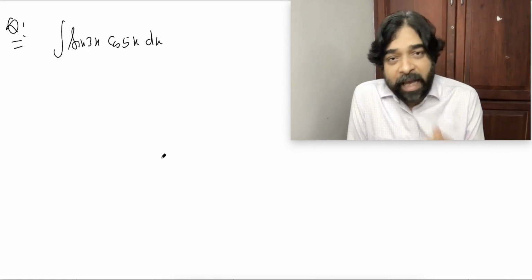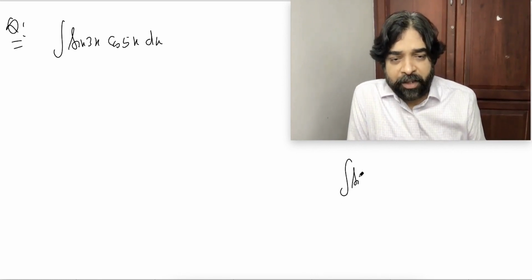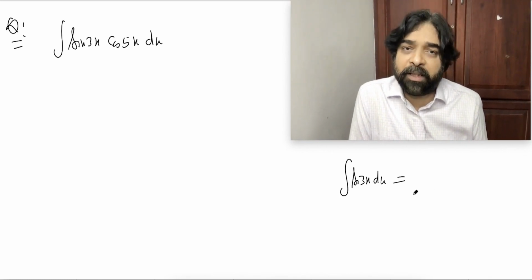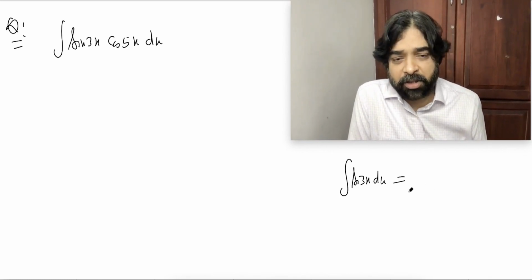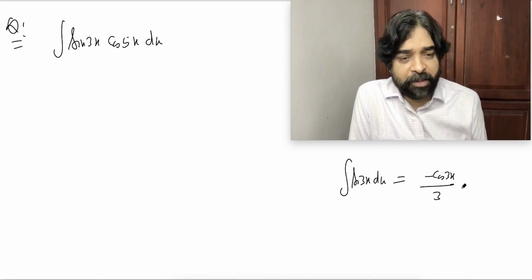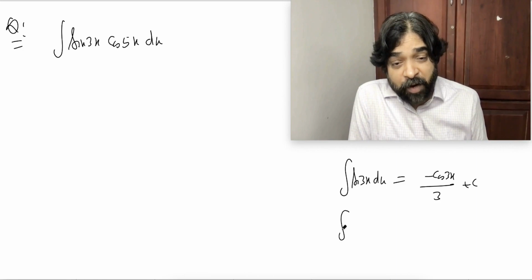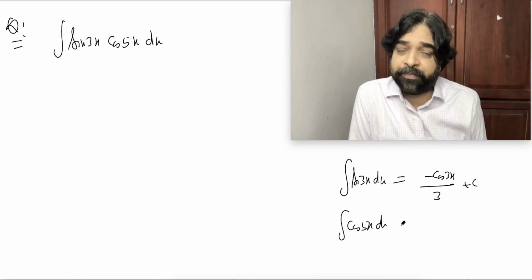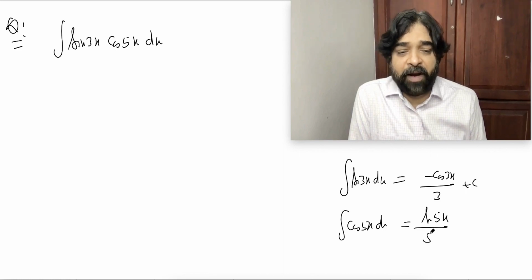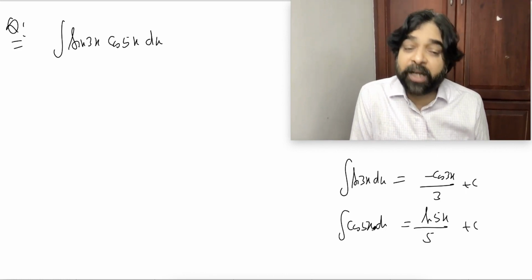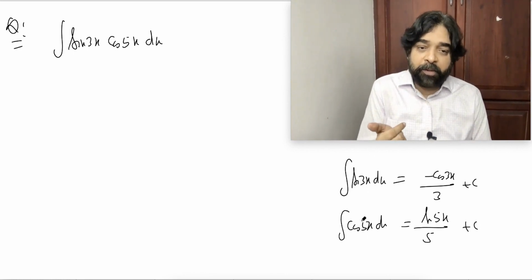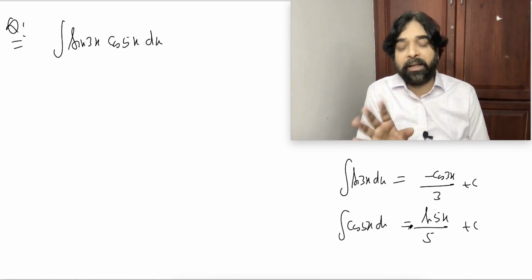If sine 3x alone is there, I can do it. The integration of sine x is minus cos x, so the integration of sine 3x will be minus cos 3x divided by 3 plus c. If cos 5x alone is there, I can do it. That will be sine 5x divided by 5 plus c. But the product is there. Now don't think, acha sir, product is there, no problem sir, product means the answer will also be a product. Nothing like that.